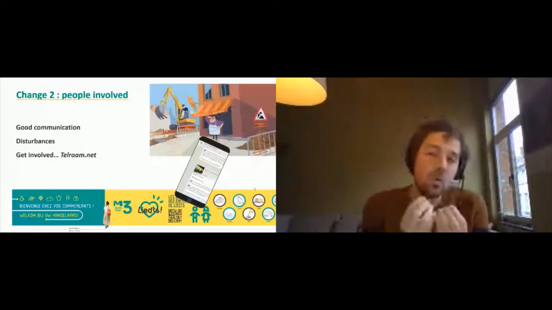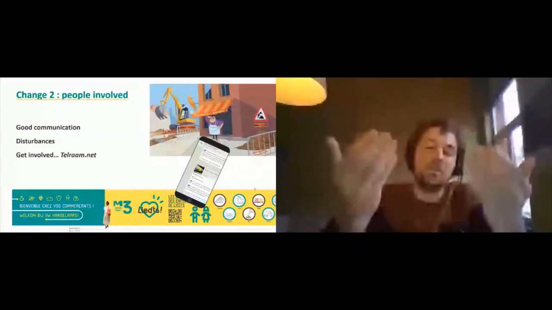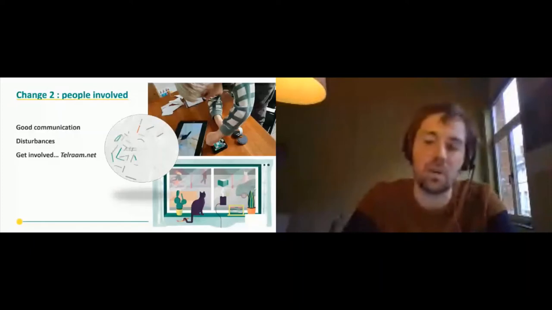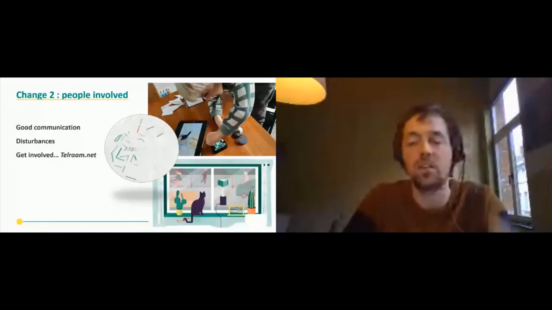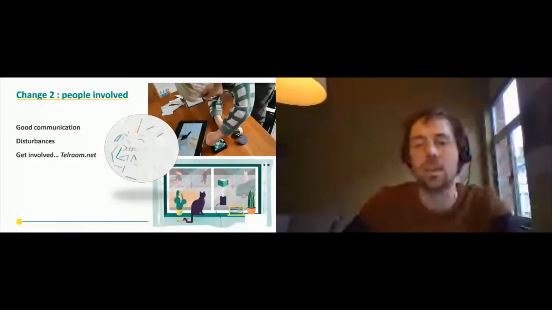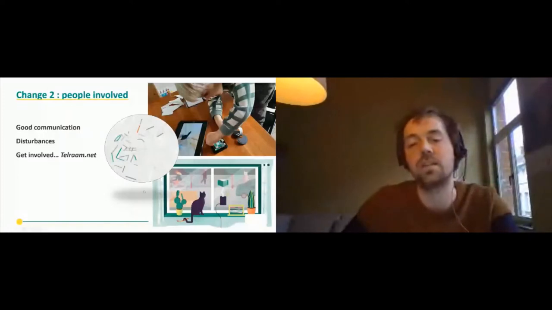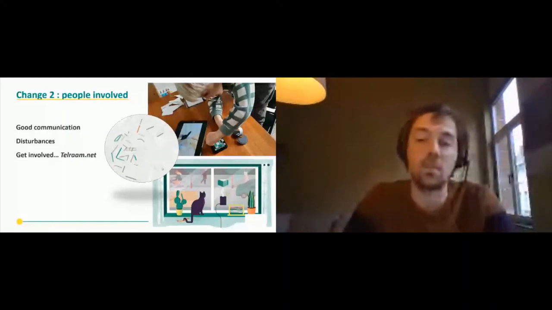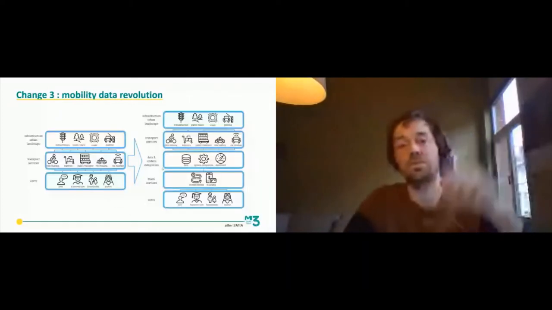And it's a program where people themselves can make their low-res camera, put it in front of the window, and then count the number of cars and bikes that are traveling. Here you can see the number of road parts that are counted in Schaarbeek, so next to the metro works. And so this is a way to involve people.